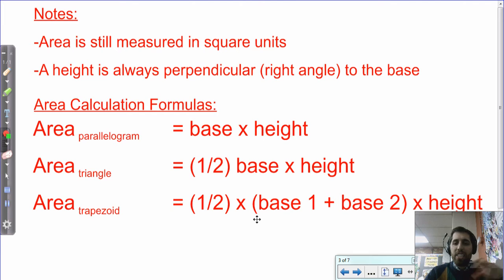Now the area calculation formulas, which we just talked about, are that the area of a parallelogram is the base times the height, not side times side. Area of a triangle is 1/2 the base times the height, again because we had to use two triangles to make that parallelogram. And the area of a trapezoid is 1/2 times the sum of base 1 and base 2, add the two parallel sides, and then multiply by the height.